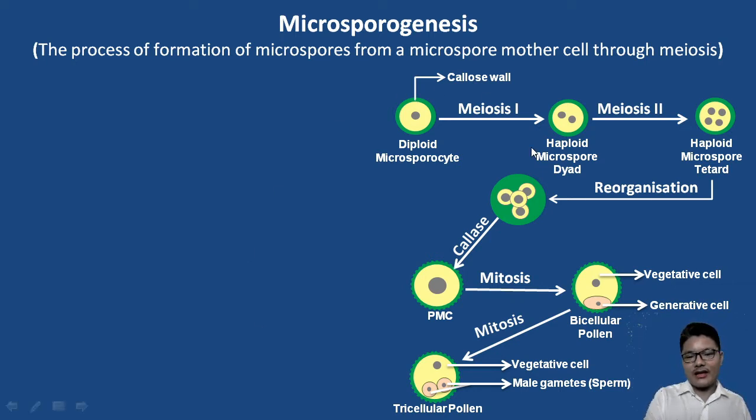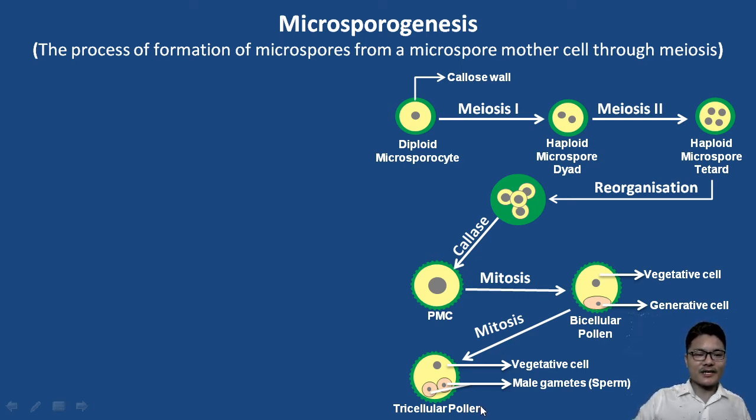So all these events occur whenever sporogenesis occurs inside the flower. First we have the diploid microsporocyte, which undergoes meiosis, and there is formation of the pollen mother cell or microspore mother cell, which later undergoes mitosis to form the 2-cell stage of pollen or tricellular pollen grain.